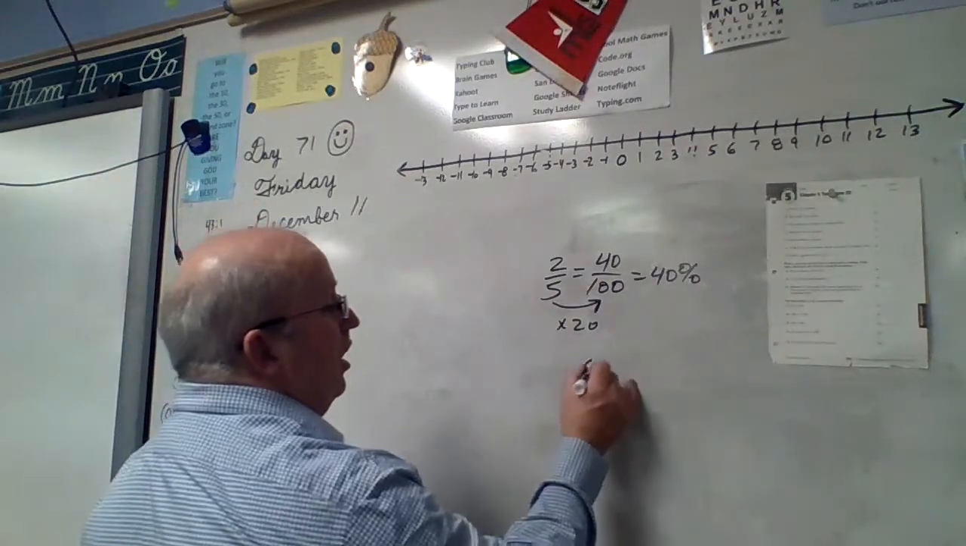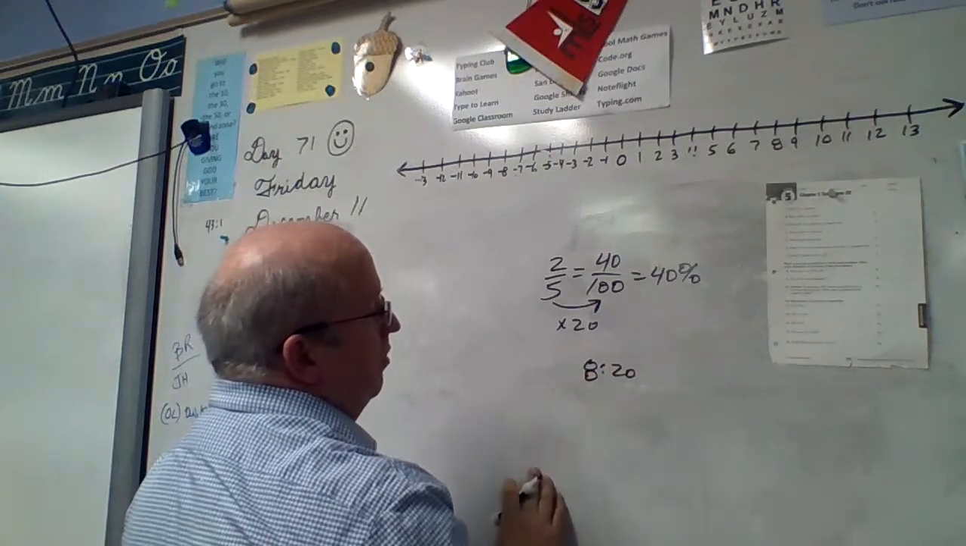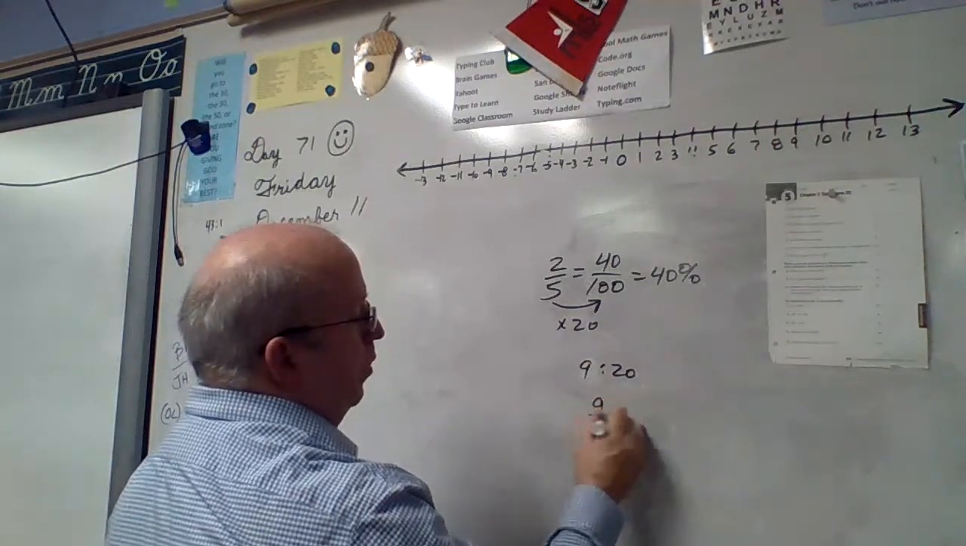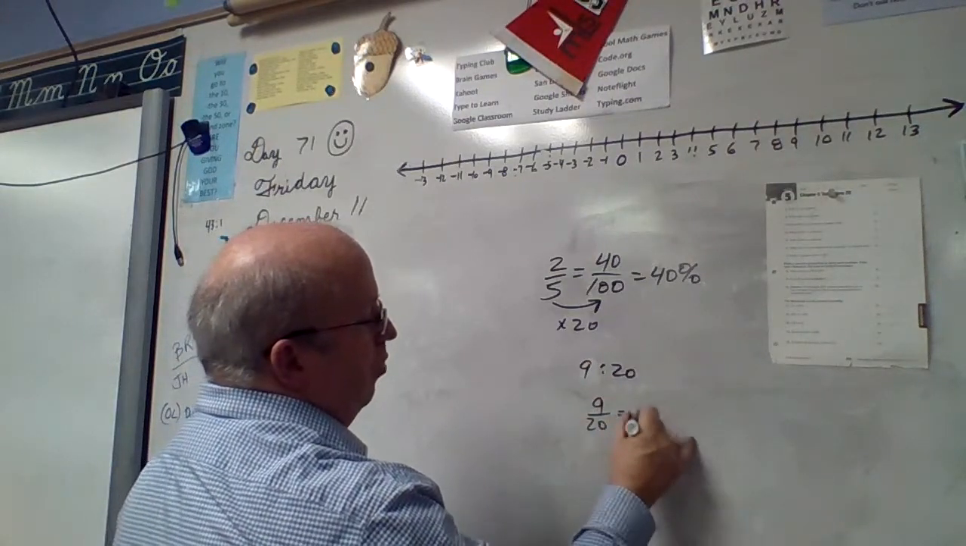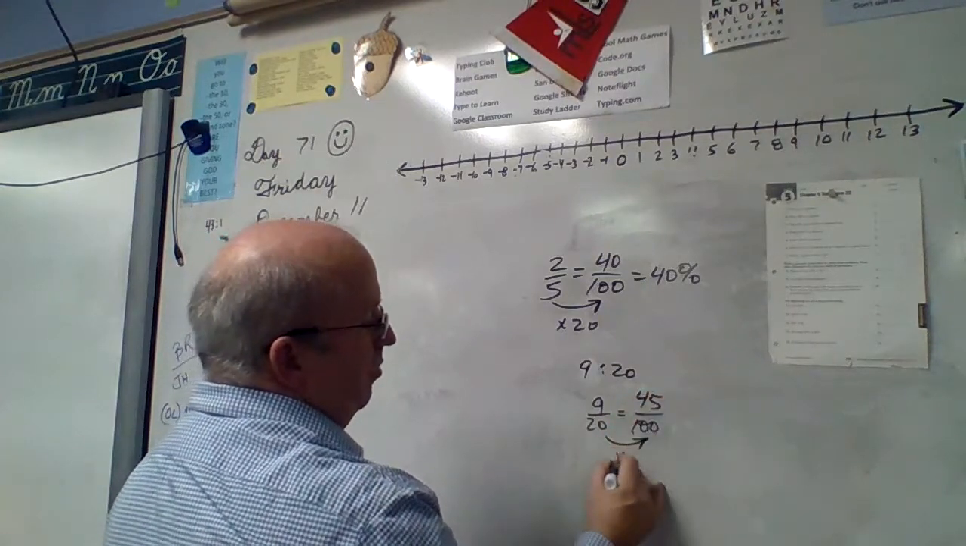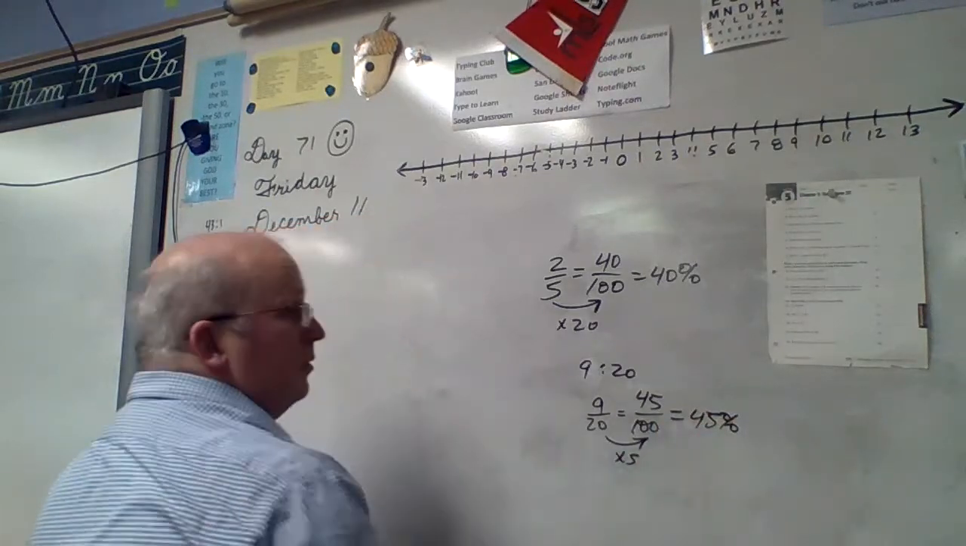Number 2 says change this into a percent. I'm not going to change 8/20ths. I'm going to change 9/20ths. I'd simply put 9 over 20, change it to a fraction that has 100 as its denominator, which would be 45, because it's a pattern of multiplying by 5, which gives us 45%.